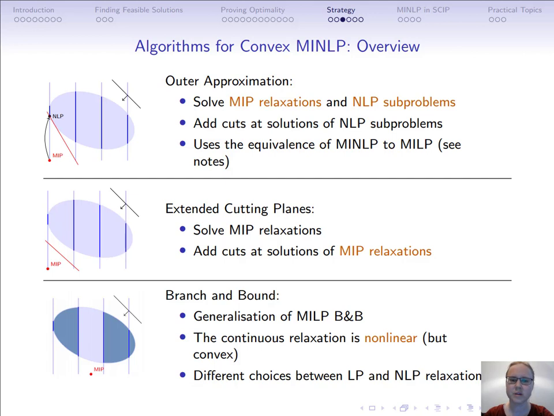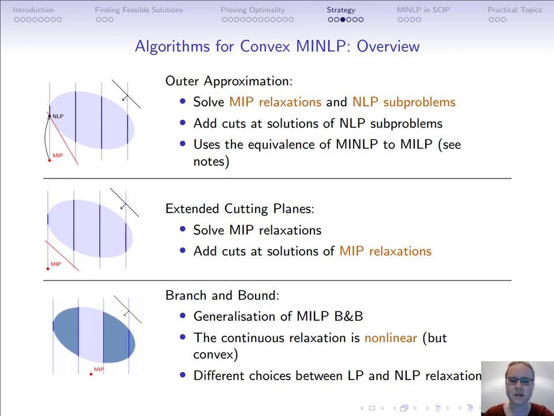It alternates between solving MIP relaxations and NLP subproblems, and it uses the solutions of the NLP subproblems in order to generate cuts which are added to the MIP relaxations. And in the end, there should be enough cuts so that the solution of the MIP relaxation will also be valid with respect to the nonlinear constraints. This is guaranteed by the equivalence of MINLP to MILP under some conditions, which you can read about in the notes for this lecture.